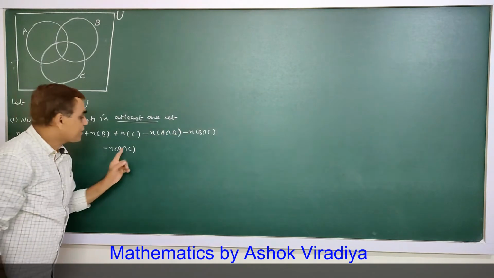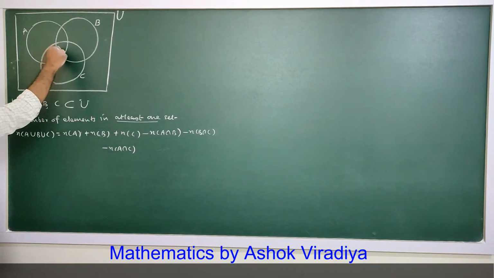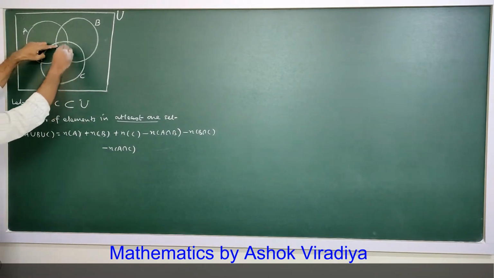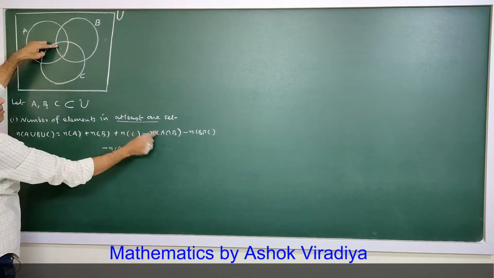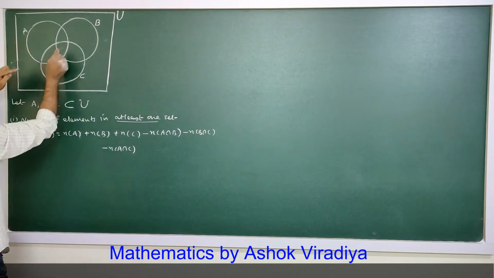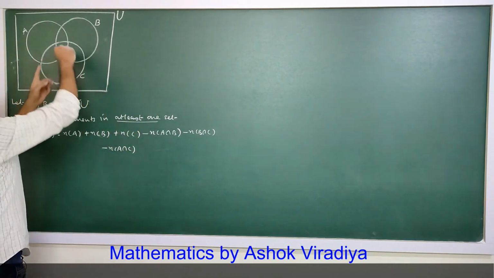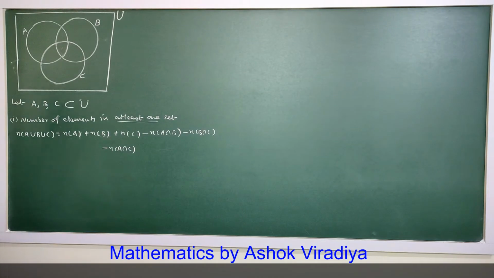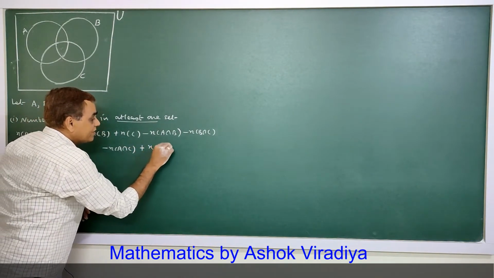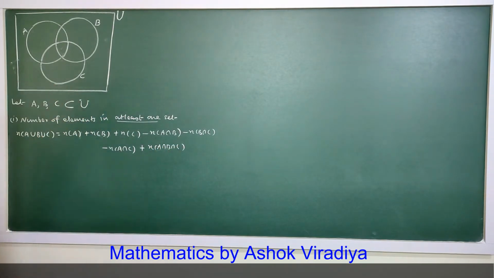But in this subtraction, this is removed every time. This common part of all 3 is removed every time. Minus A intersection B, so this is removed. Minus A intersection B, again it is removed. Minus B intersection C, again it is removed. But 1 time it should be added. So to make this perfect value, plus n of A intersection B intersection C.